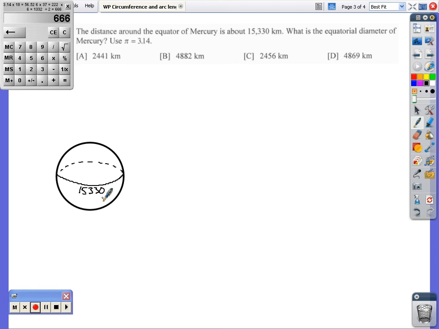So that is 15,330 kilometers. This time they're giving me the circumference and they're going to ask me for the diameter. So circumference equals pi d. I'm going to use this formula because they're asking about diameter. They don't give it to me. So look what I'm going to fill in.